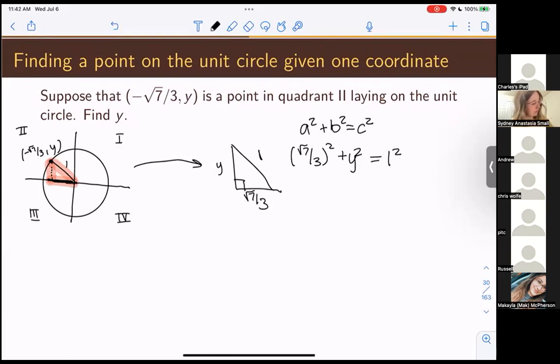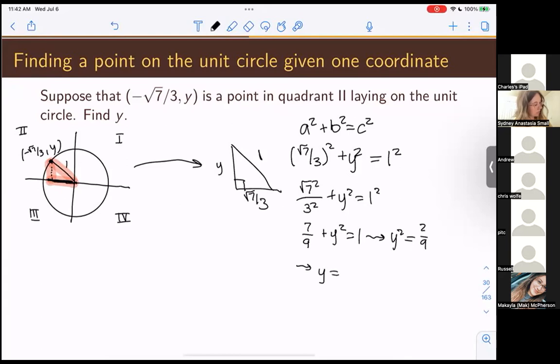(√7/3)² is 7/9. So (√7/3)² plus y² equals 1², so 7/9 plus y² equals 1, which gives us that y², subtracting 7/9 from both sides, is equal to 2/9.